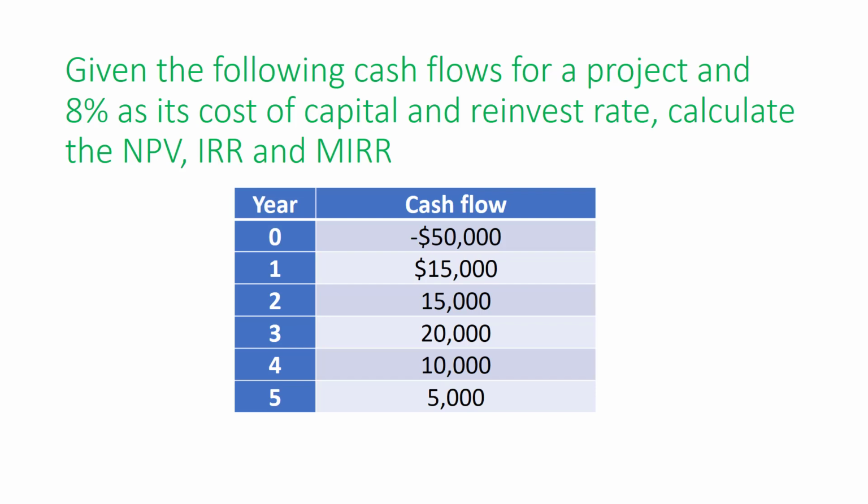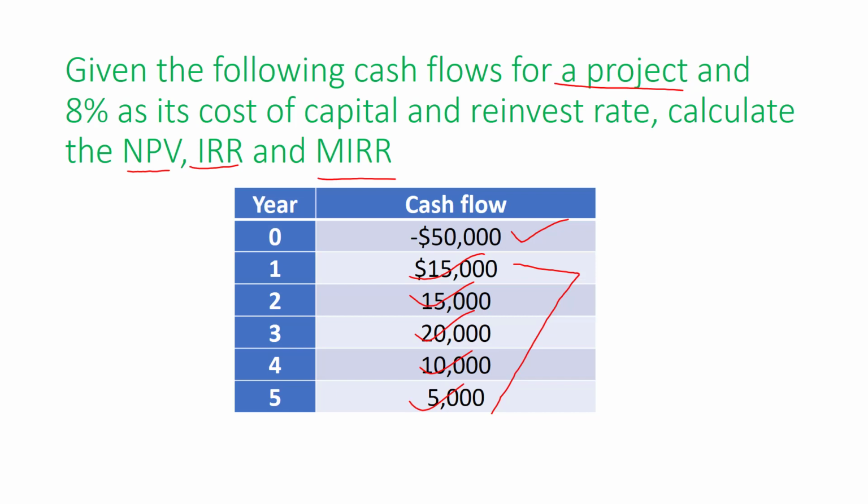In this example, I'm going to show you how to compute NPV, IRR, and MIRR using Excel's functions. And this is a very simple and straightforward example. We have a project which requires 50,000 as an investment. If you make that investment, the project will generate cash flow for the next 5 years: 15,000 first year, 15,000 second year, 20,000 third year, 10,000 fourth year, and 5,000 in fifth year.